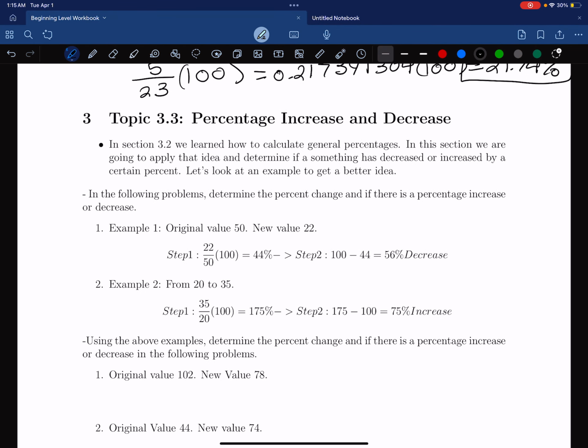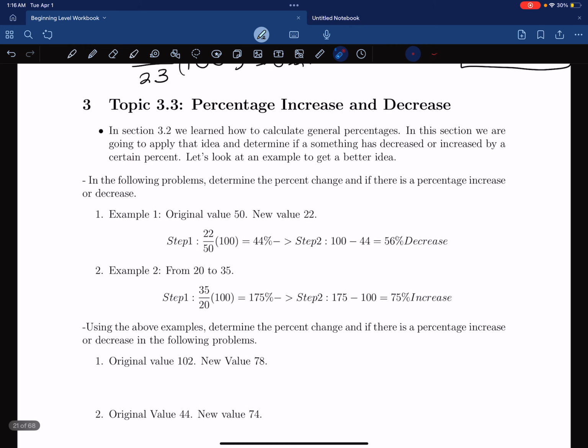Welcome to topic 3.3. In this video, we're going to be talking about the idea of percentage increase and decrease. So in our last section, we learned how to calculate general percentage problems. In this section, we're going to apply that idea and determine if something has decreased or increased by a certain percent. So let's look at some examples to get a better idea of what that means.